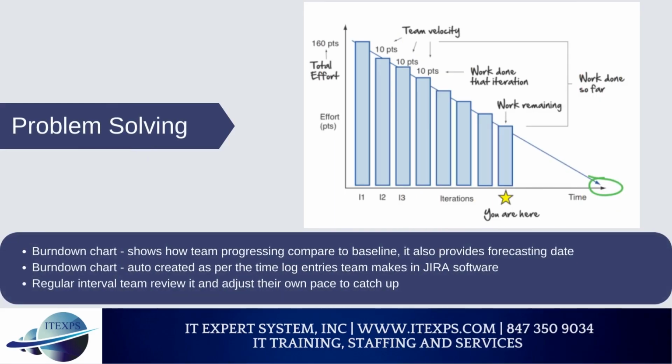Burn down chart shows how team progressing compare to baseline. It also provides forecasting date. Burn down chart auto-created as per the time log entries team makes in Jira software. Regular interval team review it and adjust their own pace to catch up.